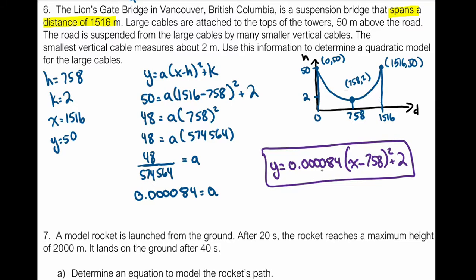So if we were to graph this, this should represent our large cable. So we should see a graph that has this general U shape. It has a low point of 758 and 2, and we should see that it crosses the points nicely at 50.